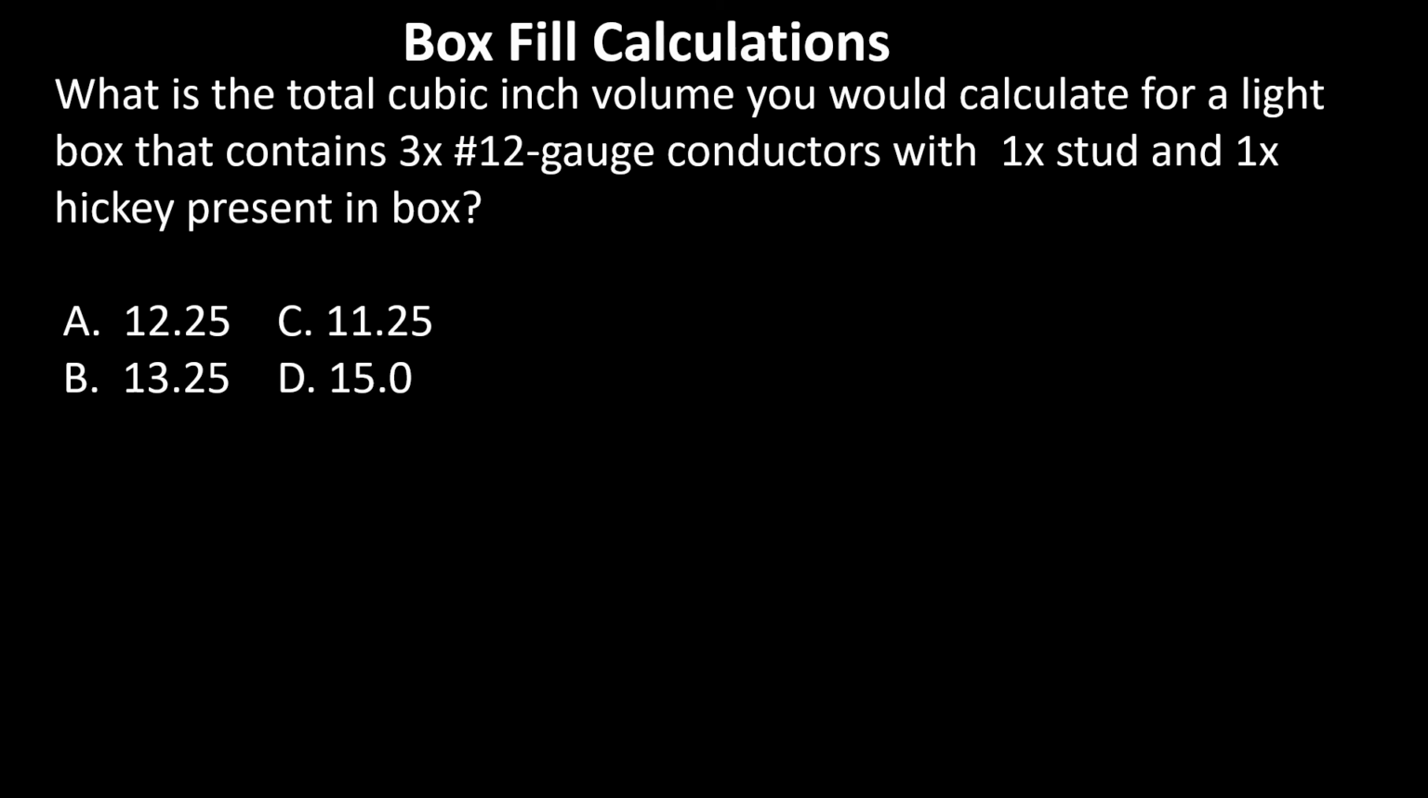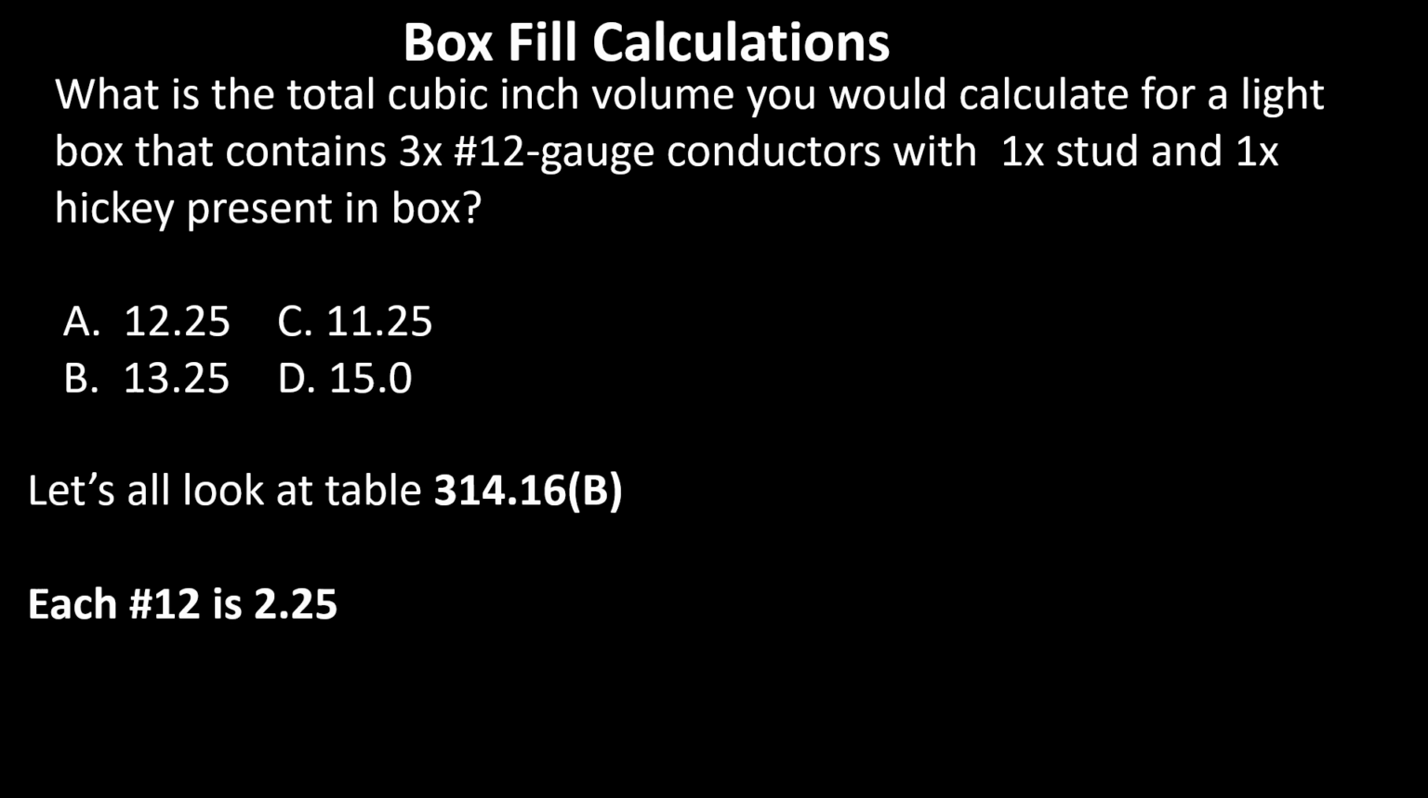What is the total cubic inch volume you would calculate for a light box that contains 3 12-gauge conductors with 1 stud and 1 hickey present in the box? So the first thing that we're going to do is figure out what the cubic inch volume is for a 12 gauge conductor. As we learned last week, we're going to head to table 314.16(B). We're going to tee off with 12 gauge, and we're going to find that each one is rated at 2.25 cubic inches per conductor.